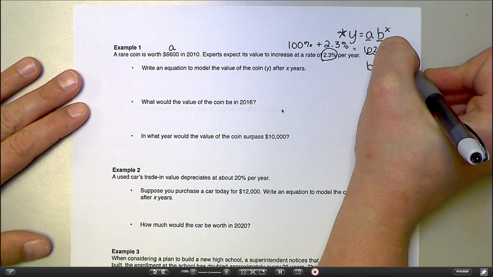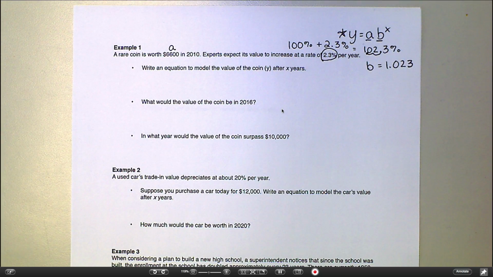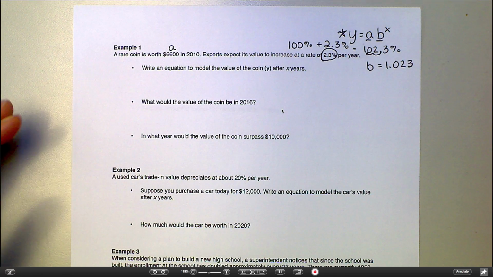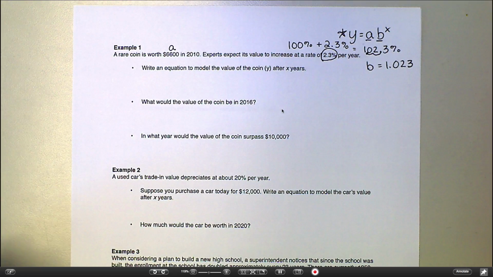1.023. That's a really important thing to do in this section. That's going to come up quite a bit, the adding and subtracting from 100%. And I will tell you that if you forget to do it, your answer is going to come out ridiculous. So if you get an answer that is ridiculous, that's the very first thing I would check.